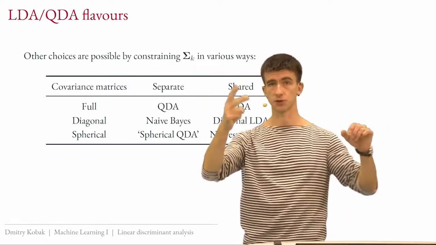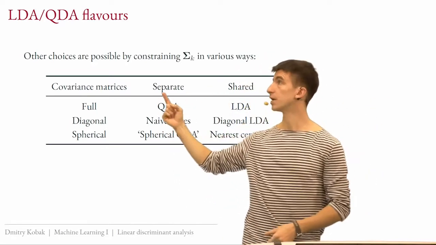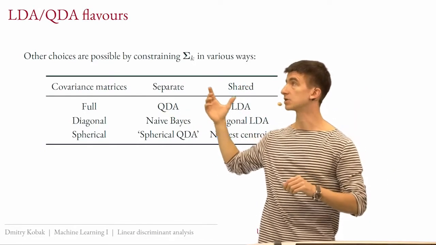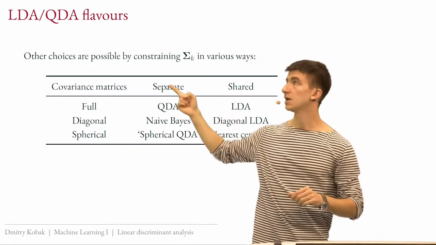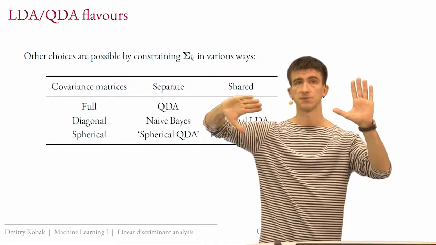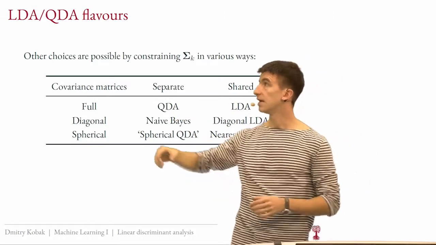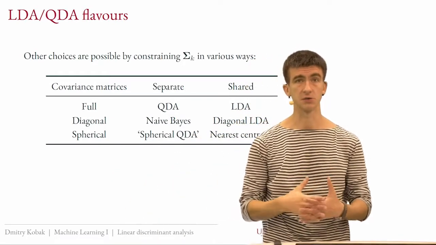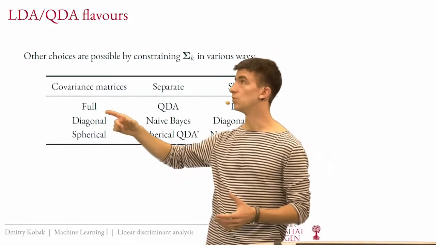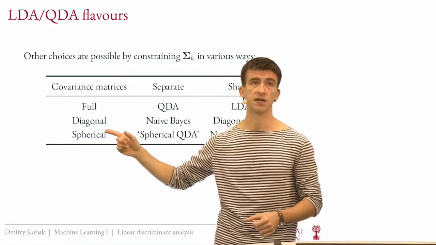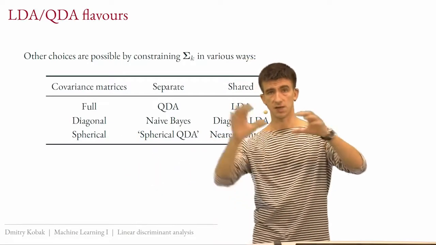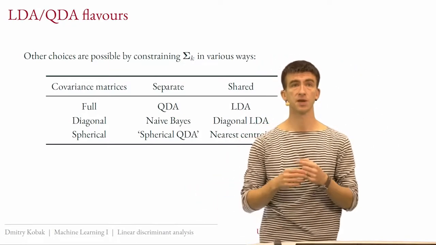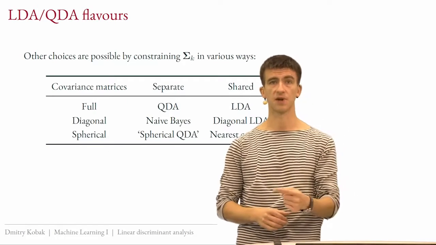There are two orthogonal choices that you can make. One choice is whether you assume that the covariances are the same, a shared covariance matrix. Another choice would be to say, no, they can be different, and then I'm fitting two separate covariance matrices. The second dimension is how complicated a covariance matrix you allow for each of these classes. It can be no constraints, that's what I call a full covariance matrix. It can be a diagonal covariance matrix, so zero off-diagonal and just values on the diagonal, but different values on the diagonal. Or it can be a spherical covariance matrix, which has the same value everywhere on the diagonal.